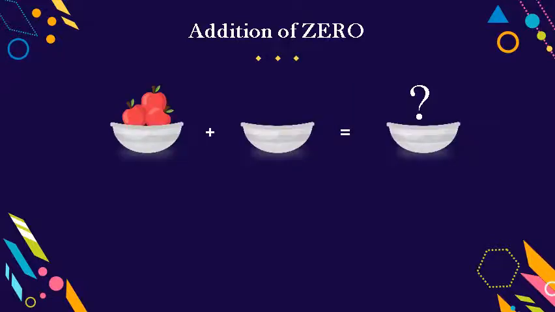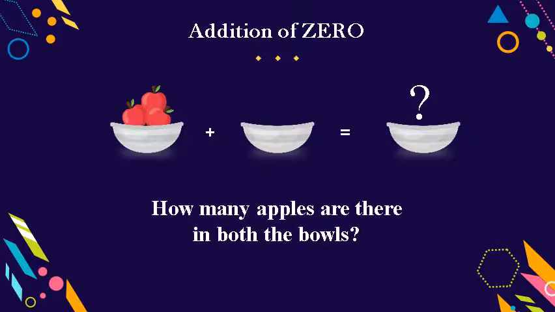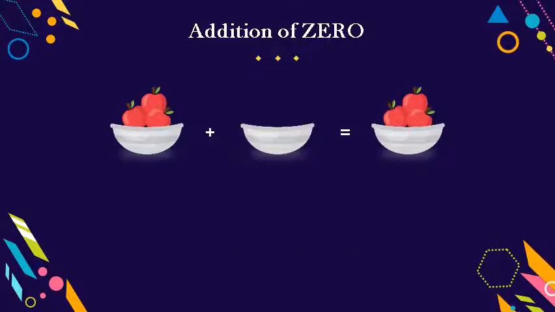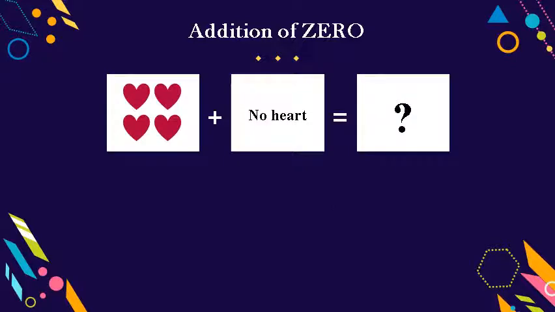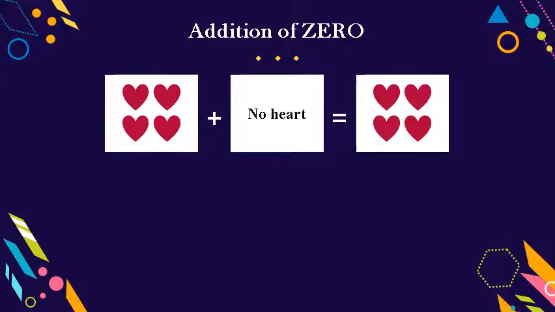Now we do another example. Here you can see 3 apples in the first bowl and no apple in the other bowl. How many apples are there in both the bowls? There are 3 apples in all, so we can write 3 plus 0 equals 3. In this example, the first box has 4 hearts and the second box has no heart. You can see we have 4 hearts in all. So we can write 4 plus 0 equals 4.